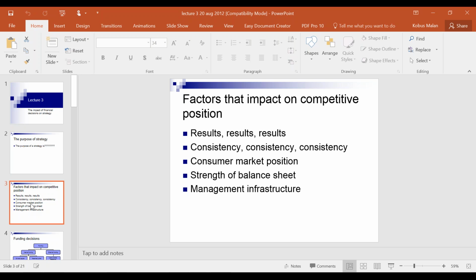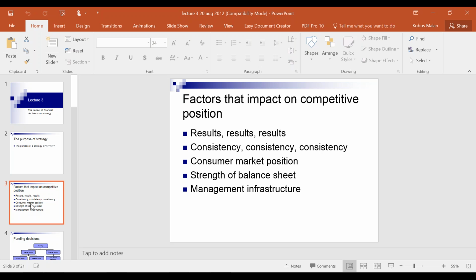The third aspect is consumer market position. Consumer market position is where your consumers are in the wider market. So, for example, we may decide to go for the high income earners, or we may decide to go for low income earners. We may decide to have a product with a low margin and a low price, or we can decide that we will sell fewer products at a higher margin.